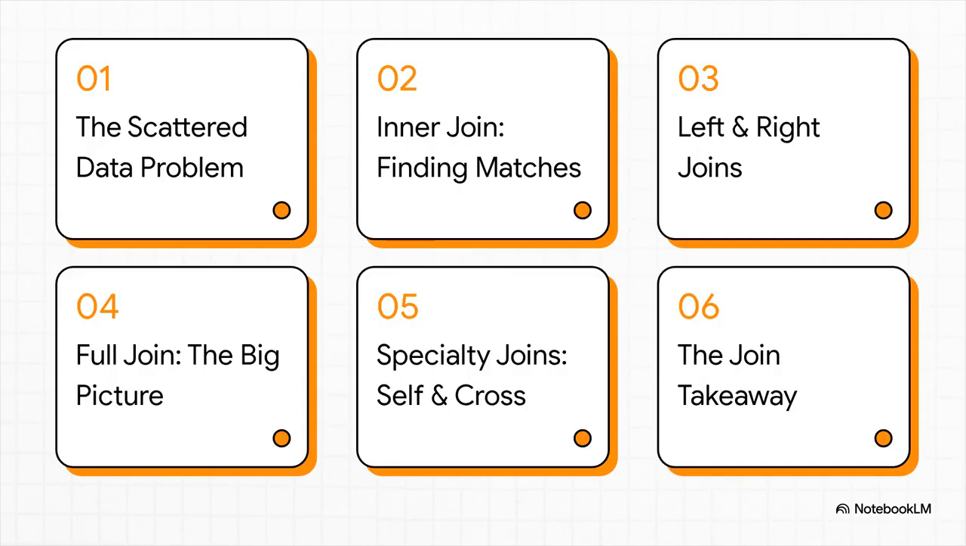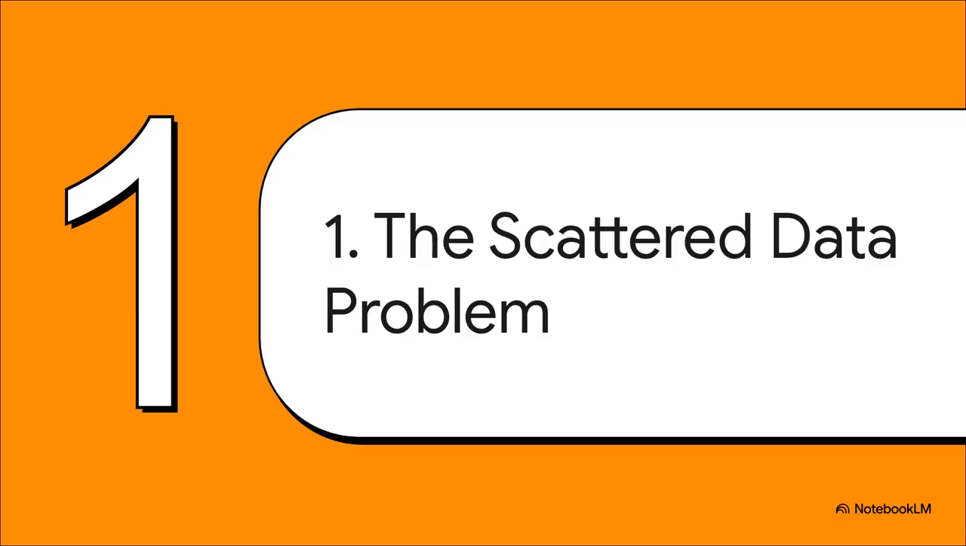All right, here's the game plan for today. We're going to start with the why, the scattered data problem. Then we'll hit the big ones, inner, left, right, and full joins. After that, we'll look at a couple of special cases, and then we'll wrap it all up with the main takeaway. Okay, let's kick things off with section 1, the scattered data problem.